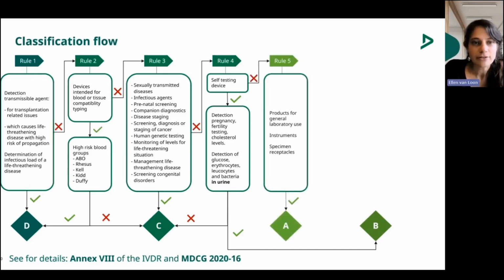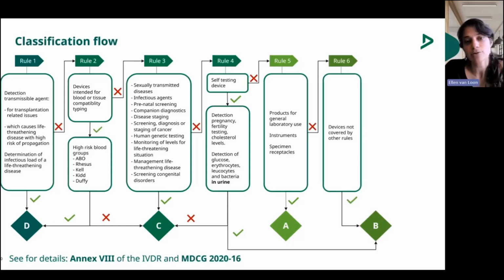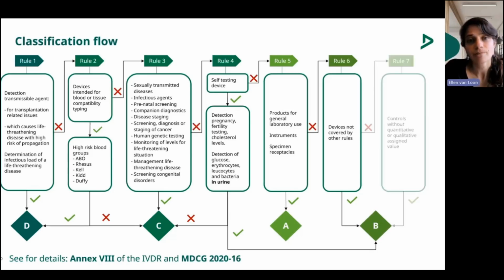If it's not a self-testing device, we'll go to rule number 5. This is for products for general laboratory use, for instruments or specimen receptacles. If that's the case, it's a Class A device. If it's not the case, then it's rule 6, and rule 6 is actually for devices that are not covered by any of the other rules. Then it's a Class B device.